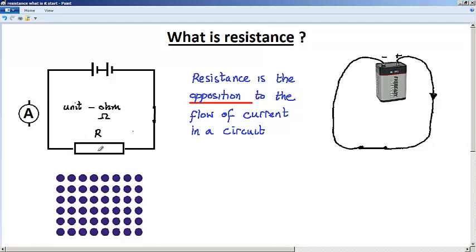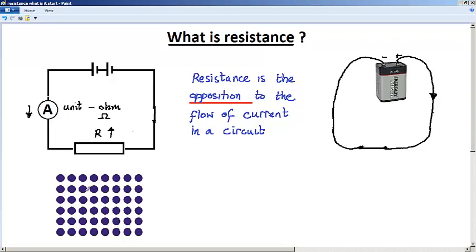Now, what happens as I increase the resistance in a circuit? So as the resistance increases, what happens to the current? If I measure the current by inserting an ammeter in series with the resistance, then as the resistance increases, we will see that the current decreases. So the current is inversely proportional to the resistance. Make the resistance bigger, the current flowing decreases. Reduce the resistance and the current flowing through the circuit increases.